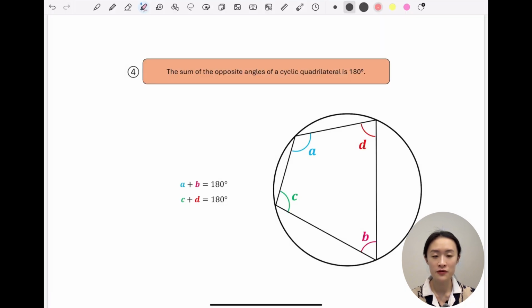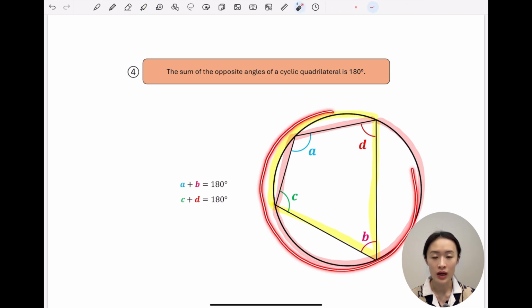Okay, so now moving on to the fourth theorem. The fourth theorem says if we have a cyclic quadrilateral in the circle, so that means all the vertices of this quadrilateral land on the circumference, then the opposite angles add up to 180. And this can also be proved by using the first theorem. Now, if we look at this angle A, we know that it's subtended by this arc here. If we look at the angle B, it's subtended by this arc here. Now, as we know, the total angle around the circle is 360. Therefore, a half of this is going to be 180.